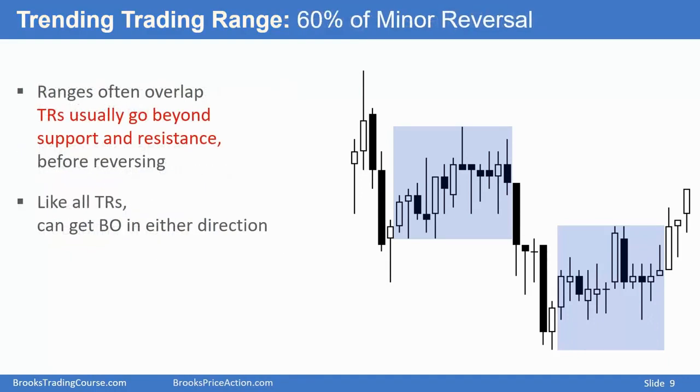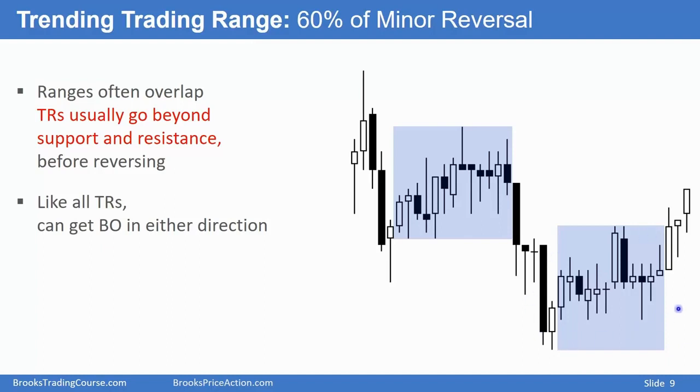60% of the time, when you have a trending trading range day like this, in this case, we have a bear trending trading range day, the market comes back up at least a little bit into the other range. A bear trending trading range day, I'm expecting that the market will at some point come at least a little bit above the bottom of the upper range. 60% of the time that happens. 40% of the time it does not, and the market either stays sideways or goes down for another leg.